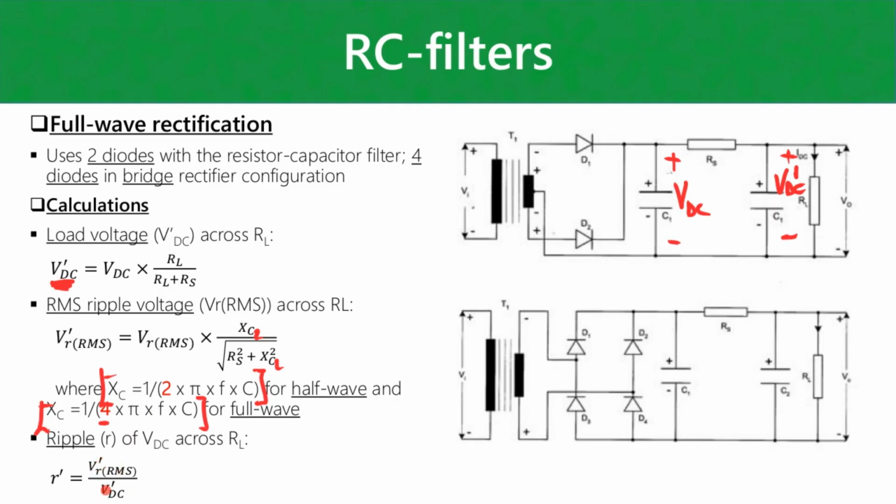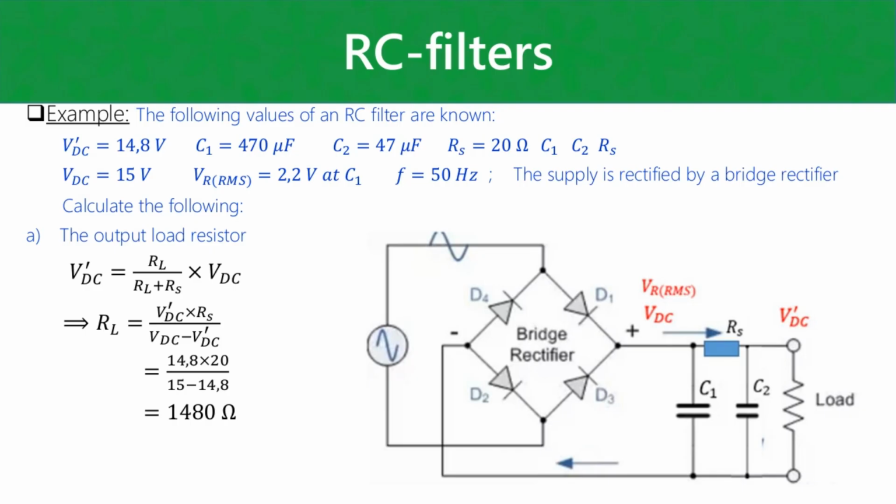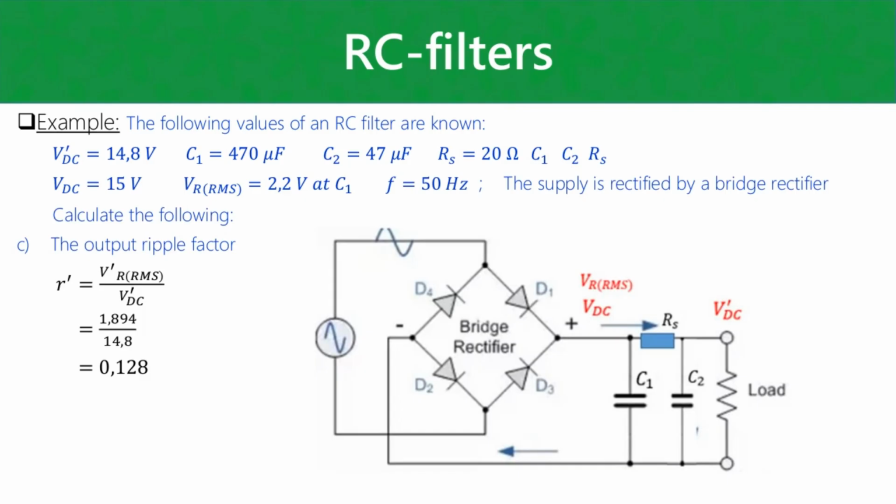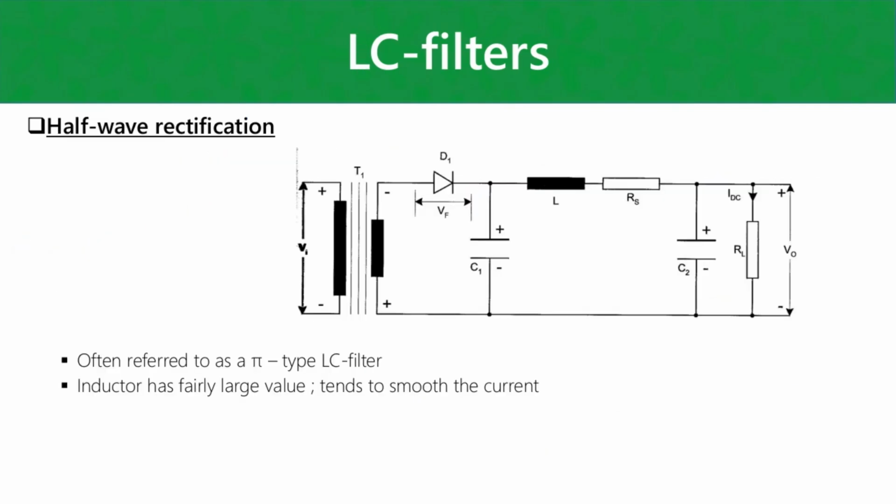What else is there? Okay, and then your ripple factor will then just basically be VR prime divided by VDC prime. So a new ripple factor. Yeah, so as you guys can see, the ripple factor is basically the ratio of ripple voltage to DC voltage. Okay, there's another example. I'll work through the examples in the text, or the exercises in the textbook, for us.